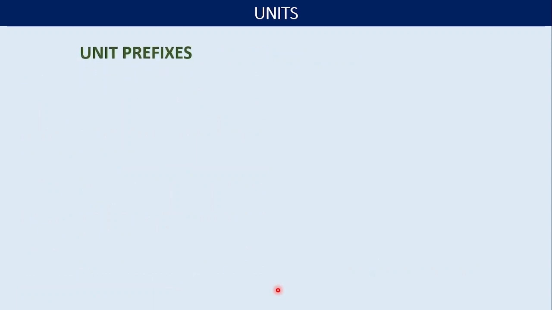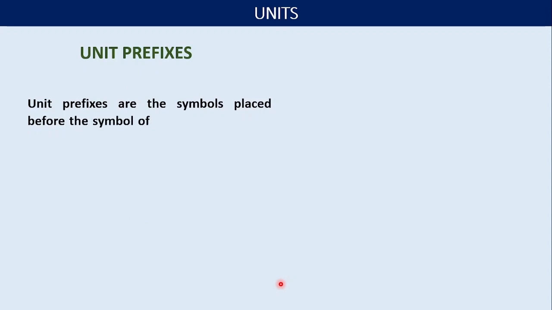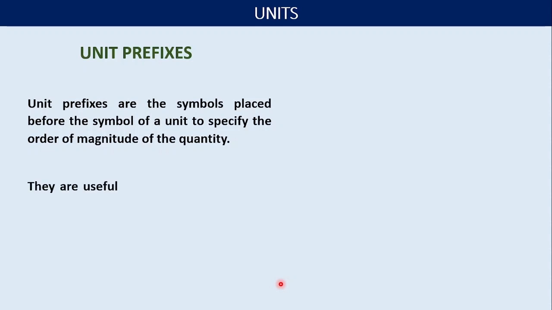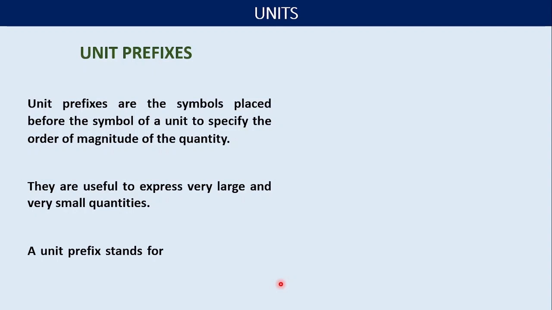Unit prefixes. Unit prefixes are symbols placed before the symbol of a unit to specify the order of magnitude of the quantity. They are useful to express very large and very small quantities. A unit prefix stands for a specific positive or negative power of 10.